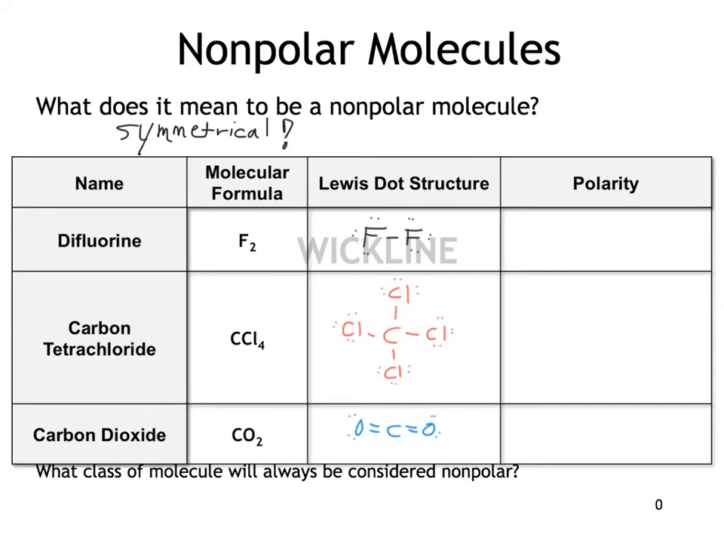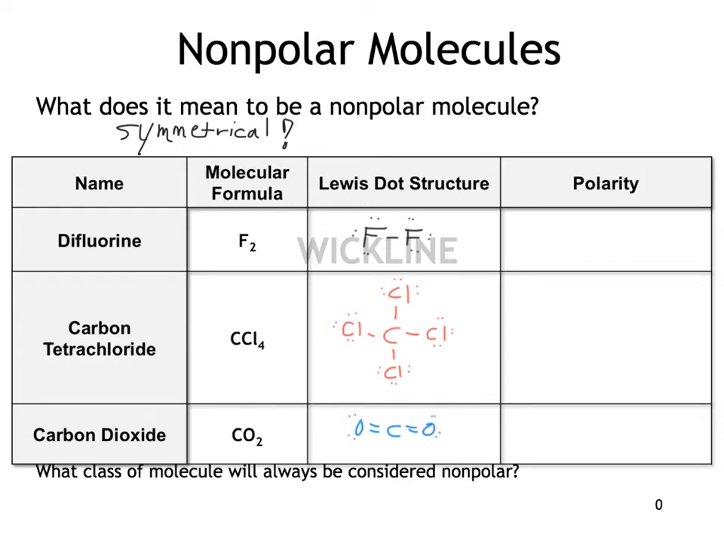So here they are, difluorine, just make sure that it has one bond in between. The carbon tetrachloride, 4 single bonds. Don't forget your non-bonding electrons. And carbon dioxide is a little bit different. It has 2 sets of double bonds. And here's my non-bonding electrons.